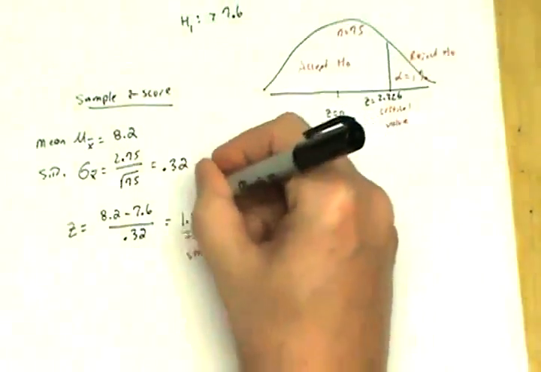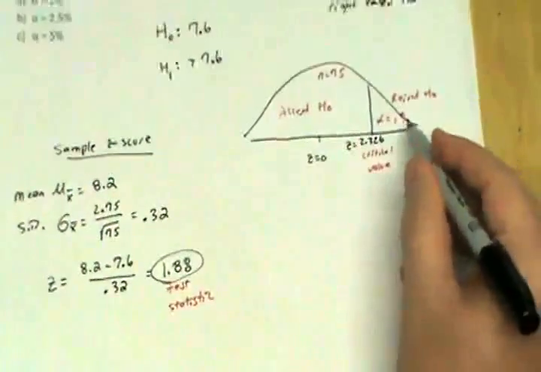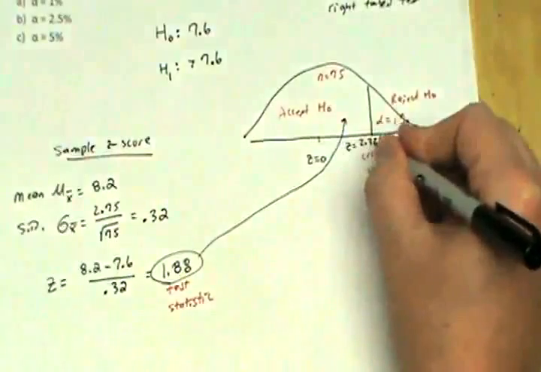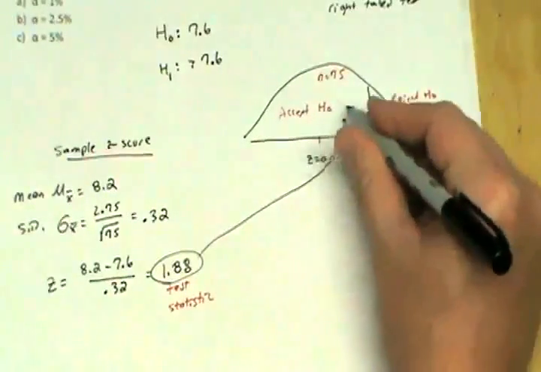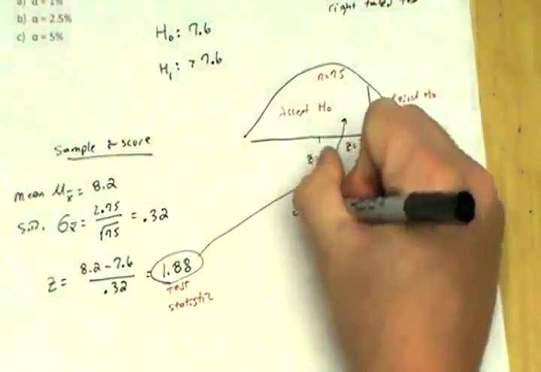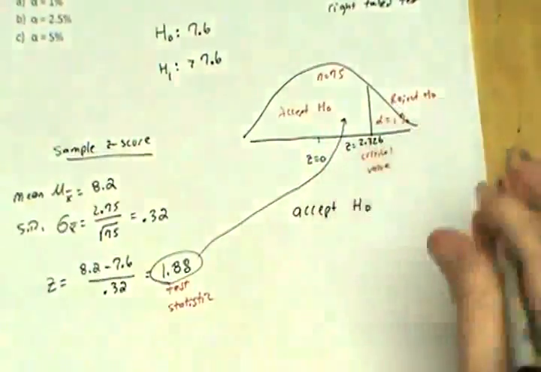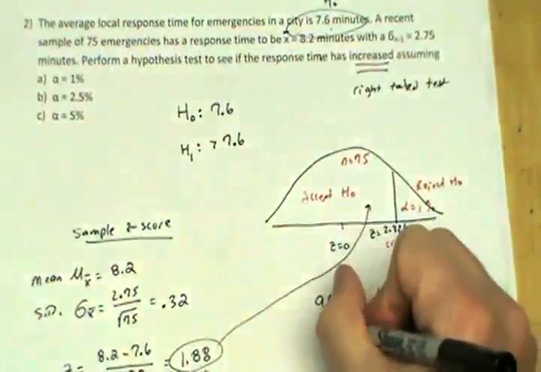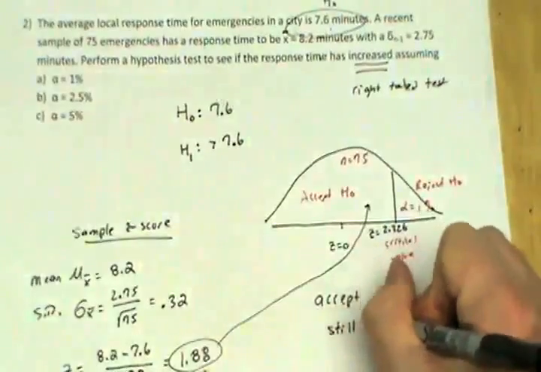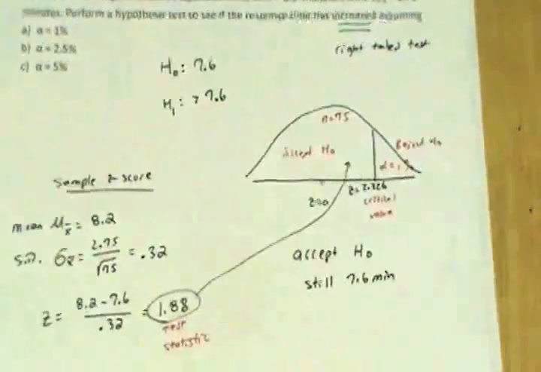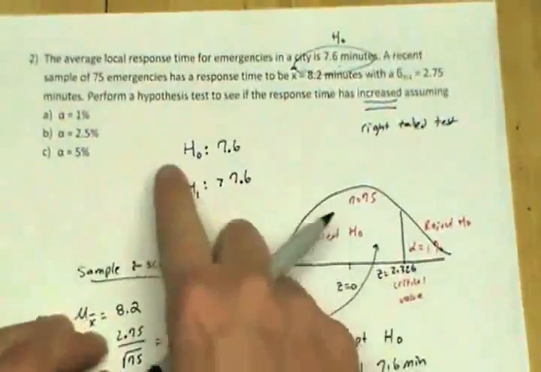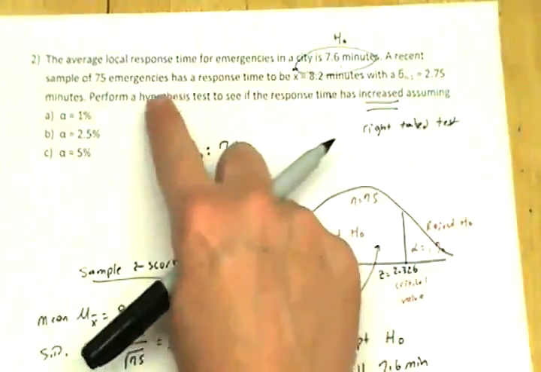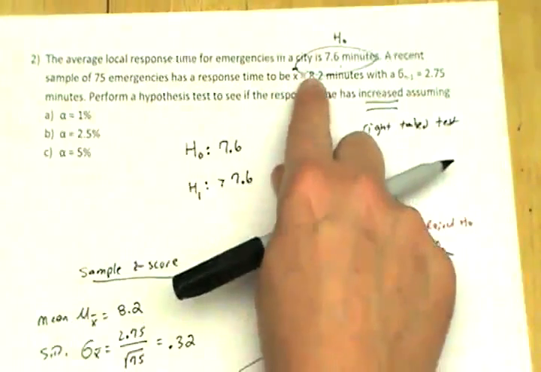Now, where does 1.88 lie with a 1% significance level? 1.88 is slightly less than the cutoff of 2.326. So that lies left of the cutoff, which is in the acceptance region. So for part A, we're going to say we accept HO, and HO we said was what they told us, originally 7.6 minutes. So I write down something like it's still 7.6 minutes, or it hasn't changed from 7.6 minutes. So what we're saying is, if the average local response time is 7.6, but we recently had found 75 emergencies where the average was 8.2.